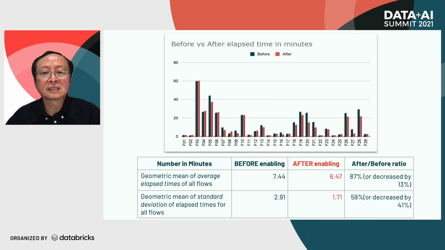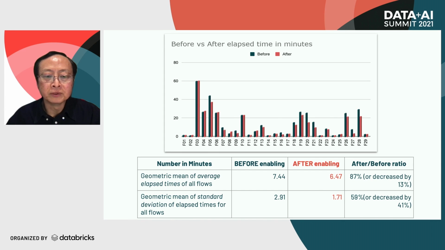Here in this diagram, we can see the job elapsed time both before and after enabling speculation. And in order to give equal weight to each job flow, we compute the geometric mean of all the job elapsed times for all the flows. And we found out that after enabling speculation, we were able to reduce job elapsed time by 13%.